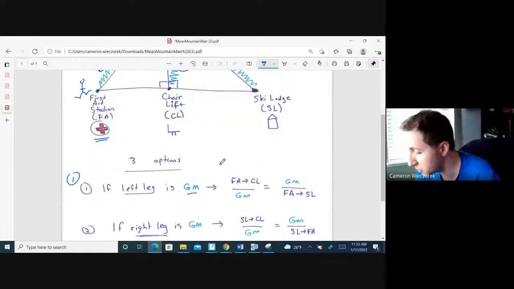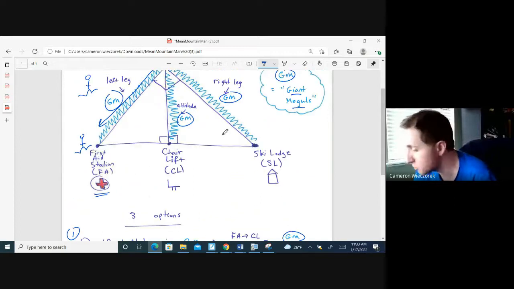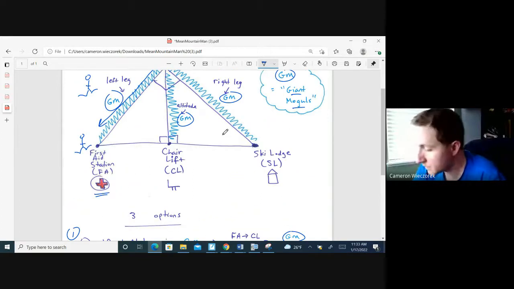In your proportion, notice how that left side of the mountain is going to go in the bottom left corner and the top right corner, because that's the giant moguls. That's the geometric mean. Now, to figure out the two extremes in the top left corner and the bottom right corner, what distances do I want to use? Well, he's at the bottom. He gets checked out at the first aid station, and he has two decisions to make. He can either go back to the chairlift and go up the mountain for more skiing.